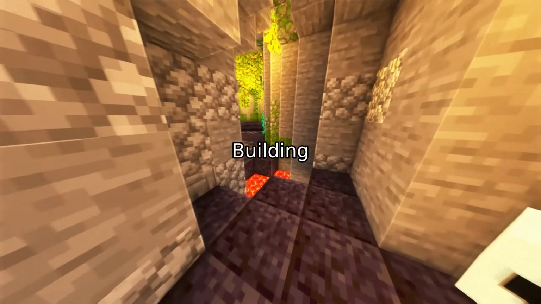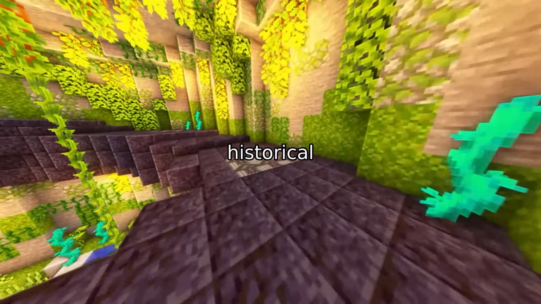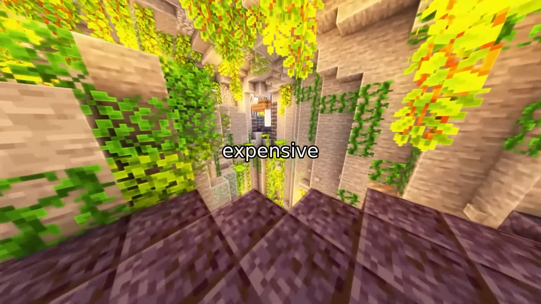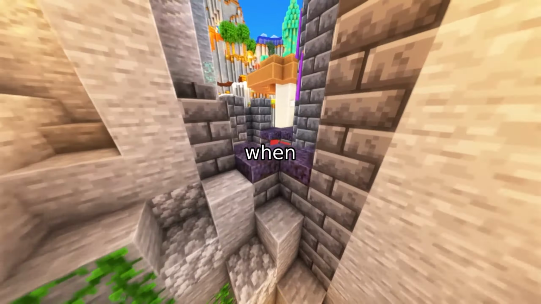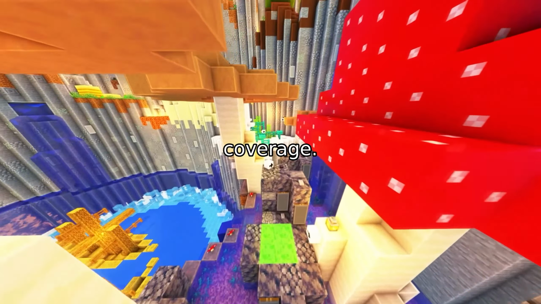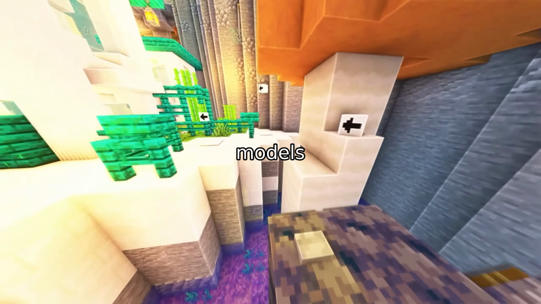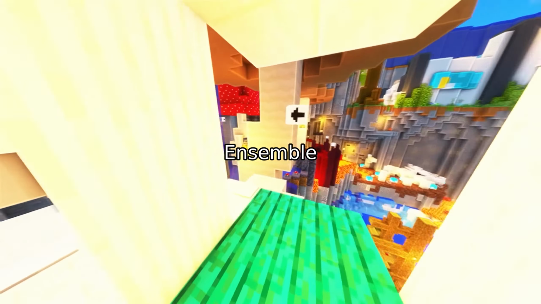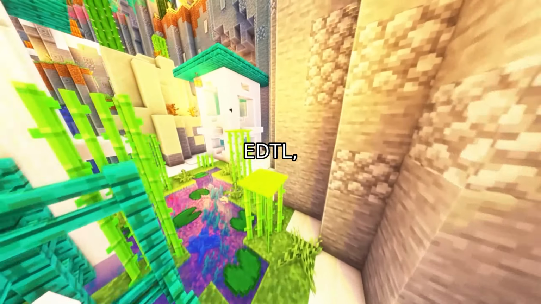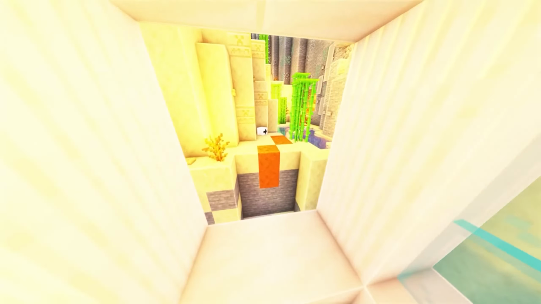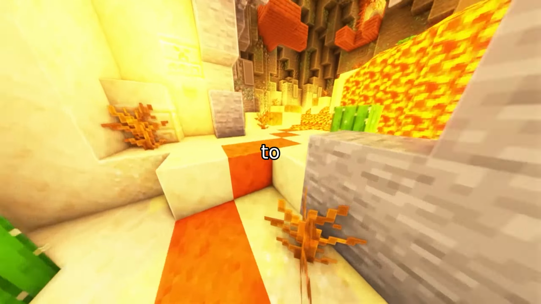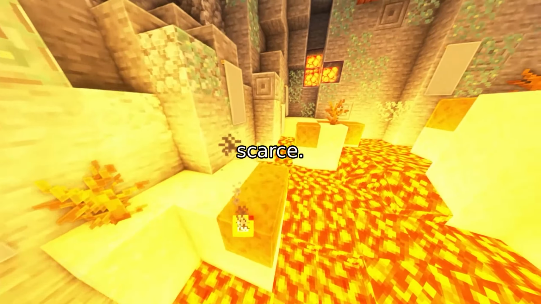But here's the catch. Building such models requires vast amounts of historical data. In practice, that's expensive and often impossible, especially when launching new production lines with limited sensor coverage. So how do we build accurate models with little data? Enter Ensemble Deep Transfer Learning, or EDTL, a novel framework that combines the power of deep neural networks with transfer learning and ensemble methods to deliver high accuracy, even when data is scarce.